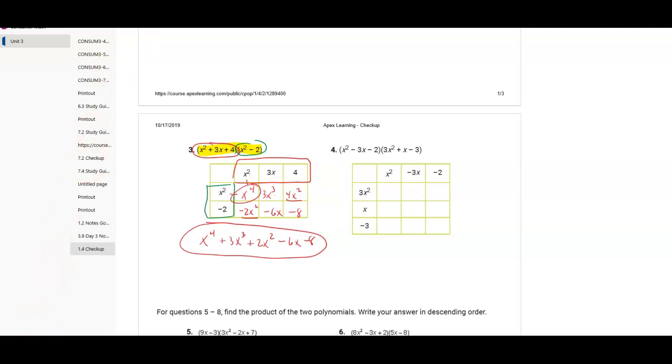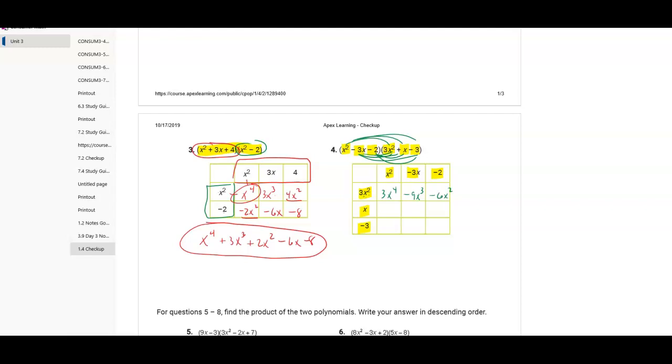So the next one, if you line this up, you can see right away x squared, negative 3x, negative 2. And then the next one ends up being 3x squared, x, and then minus 3. So again, you remember, every term in the second polynomial has to be multiplied by each term in the first polynomial. So there's a lot going on here. So 3x squared times x squared would give me 3x to the fourth. 3x squared times negative 3x is going to be minus 9x to the third. 3x squared times negative 2 is minus 6x squared.